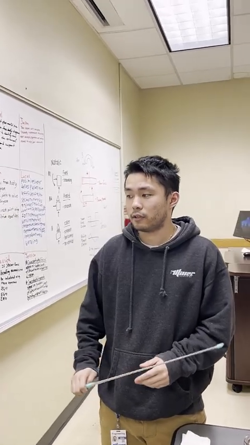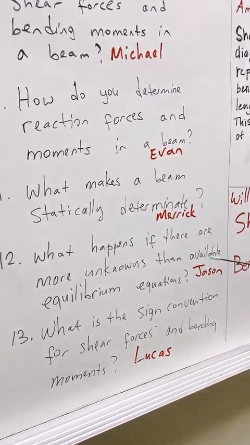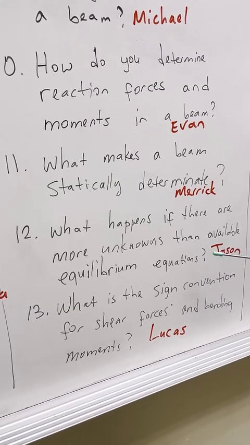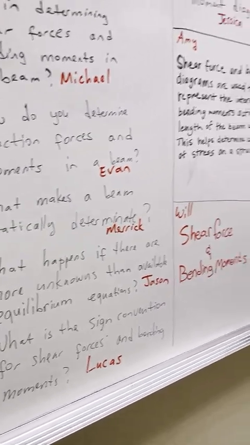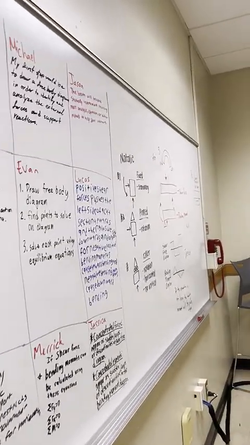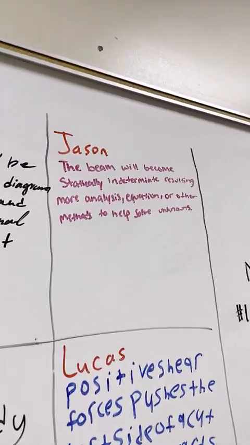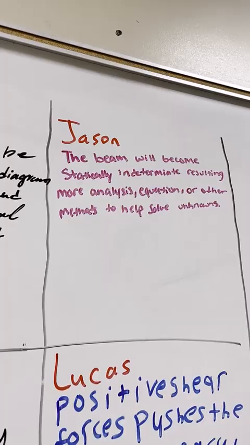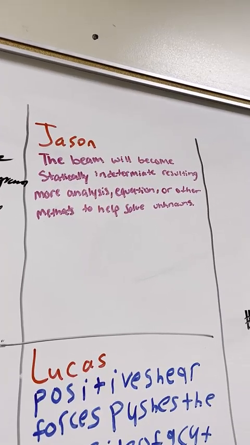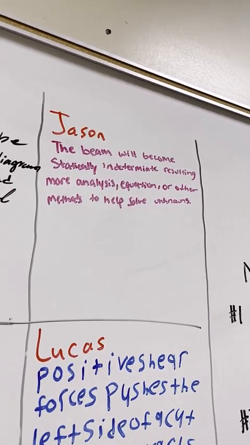Hi, my name is Jason, and my question right here is what happens if there are more unknowns than the available equilibrium equations. And so I wrote the beam will become statically indeterminate, and it would require more analysis equations or other methods so that we can help solve the unknowns.